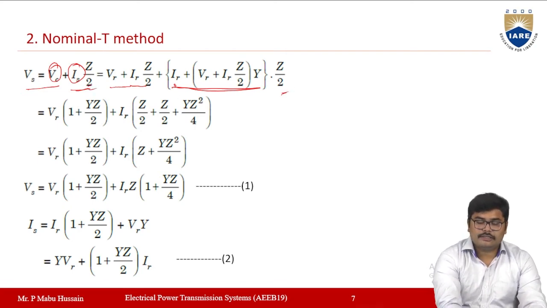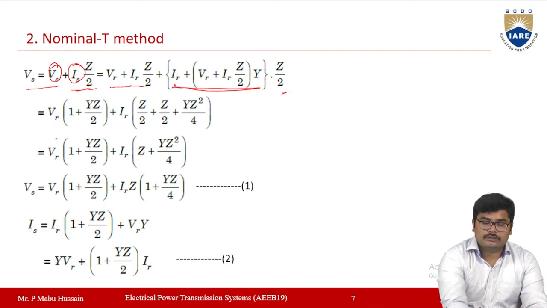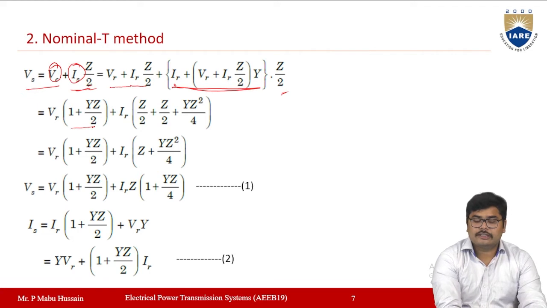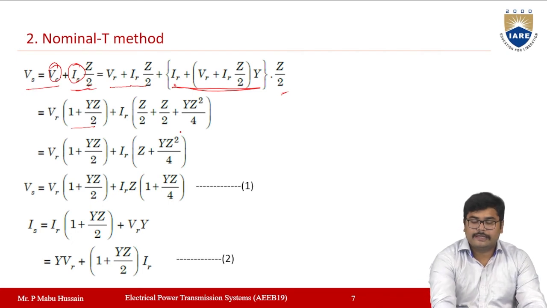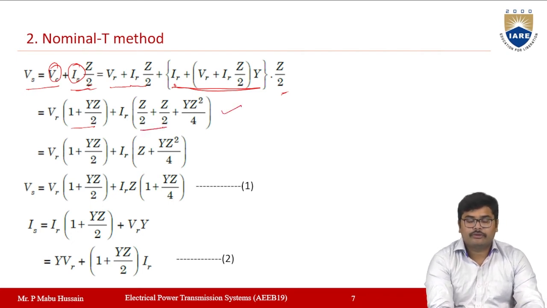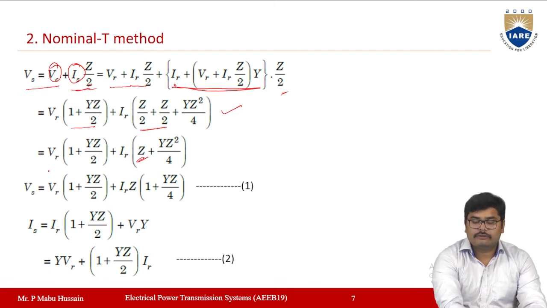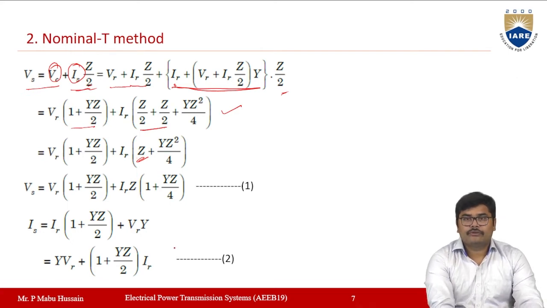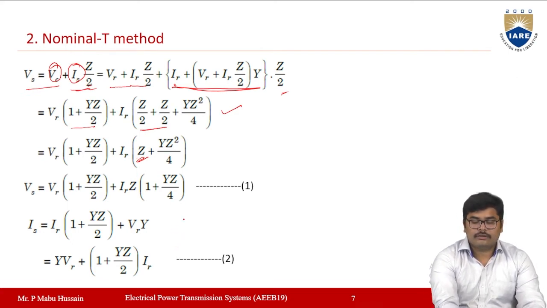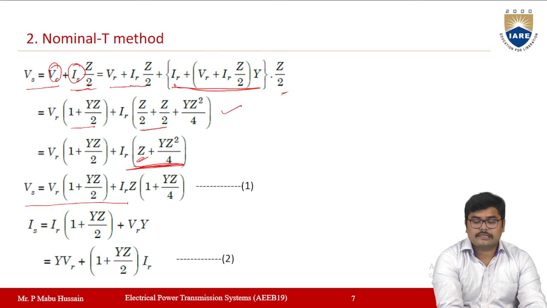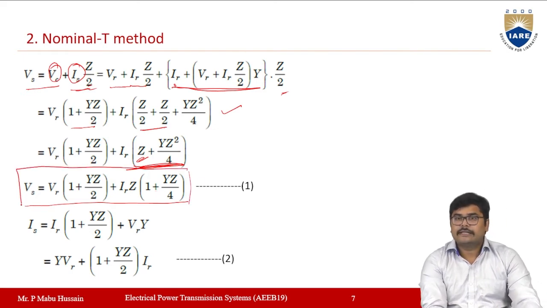Okay, so now if you derive this, you have VR as common. So VR into 1 plus YZ by 2, plus IR into Z by 2 plus Z by 2 plus YZ square by 4 you will get. Here Z by 2 and Z by 2 will become Z. So the equation will be VR into 1 plus YZ by 2 plus IR into Z plus YZ square by 4. Okay, in this equation you can take Z as common, so that you will get Vs is equal to VR into 1 plus YZ by 2 plus IR Z into 1 plus YZ by 4. So this is the sending end voltage.